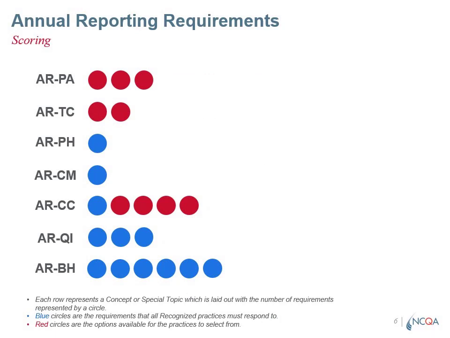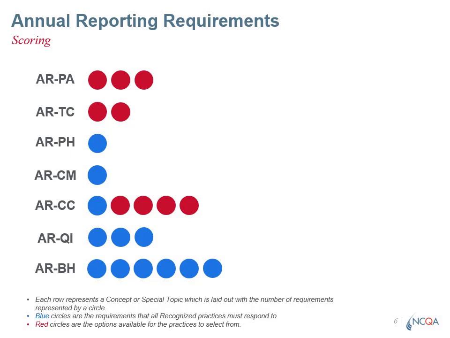Annual reporting requirements have some options built in. Each circle represents a requirement. They are organized by concepts. We also include a special topic in each reporting period. There are 6 concepts which for this reporting period are aligned with those in the PCMH 2014 program. The special topic for this reporting period is behavioral health.